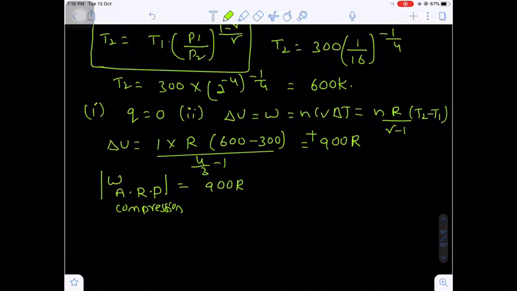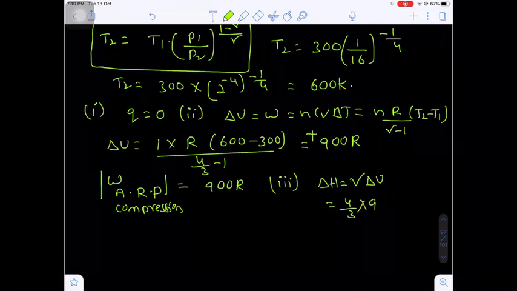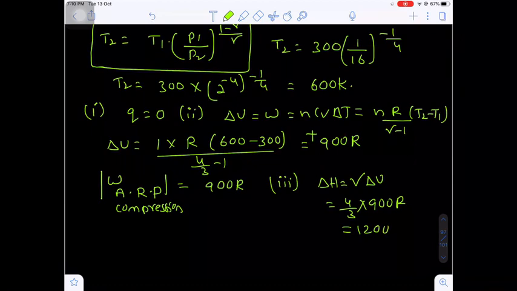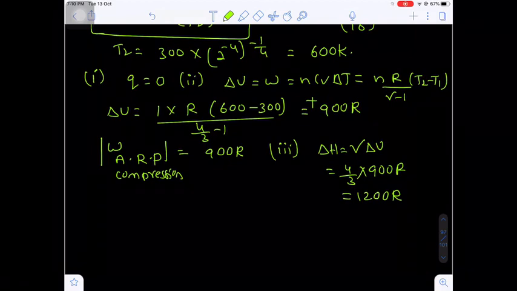Okay. Now what will be next, del H? Del H is nothing but gamma times del U. So gamma value 4 by 3 into 900 R. That will be 1200 R. 1200 R. You take the R value in calories or kilocalories according to the given option.